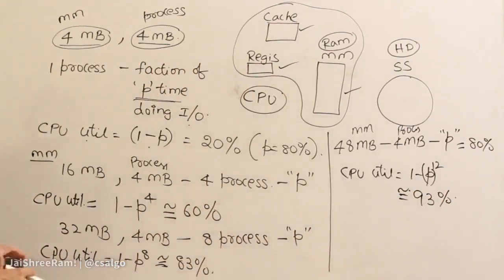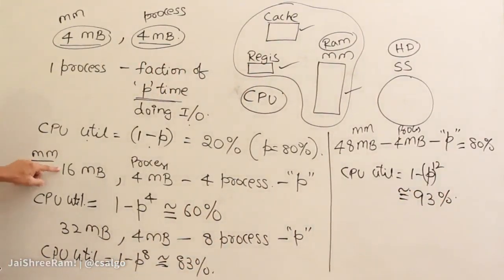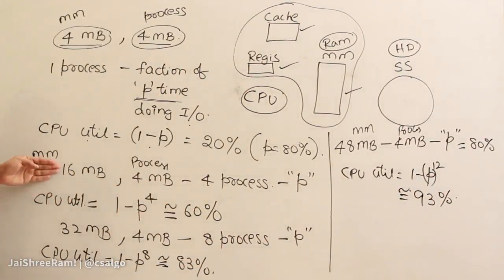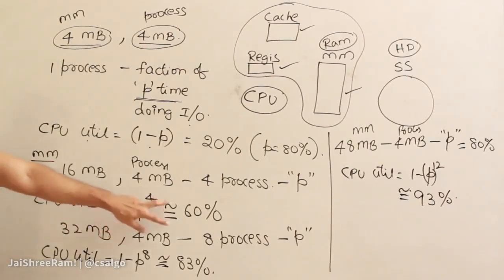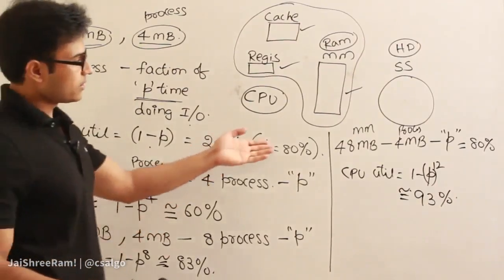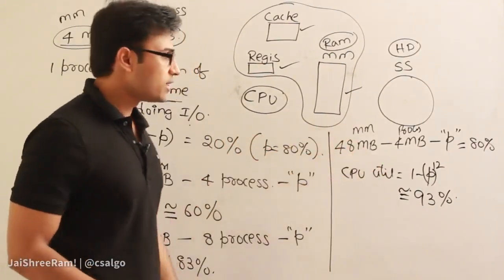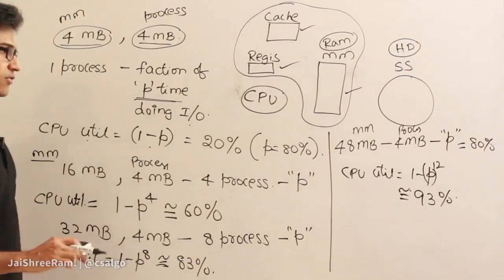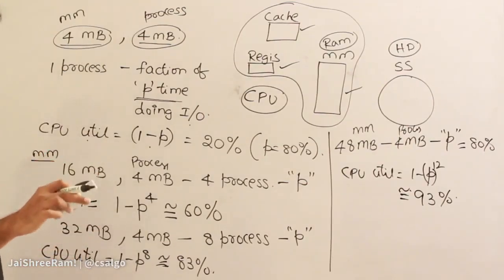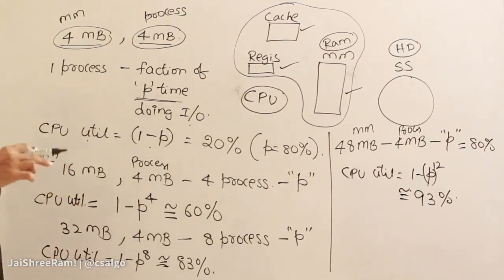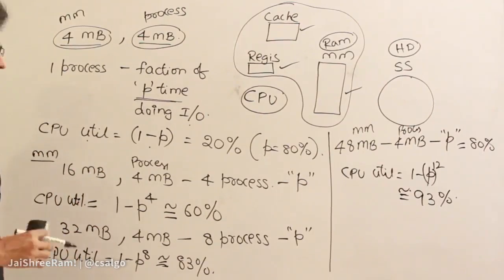So if you look at this gain, if it is 16 MB, then it is 60%. If I increase it by 16 MB, then the gain is 23%. But if I increase it by one more 16 MB, the gain is not 23%, it is roughly 10%. Therefore, the gain is not going to increase linearly with the increase of the main memory.